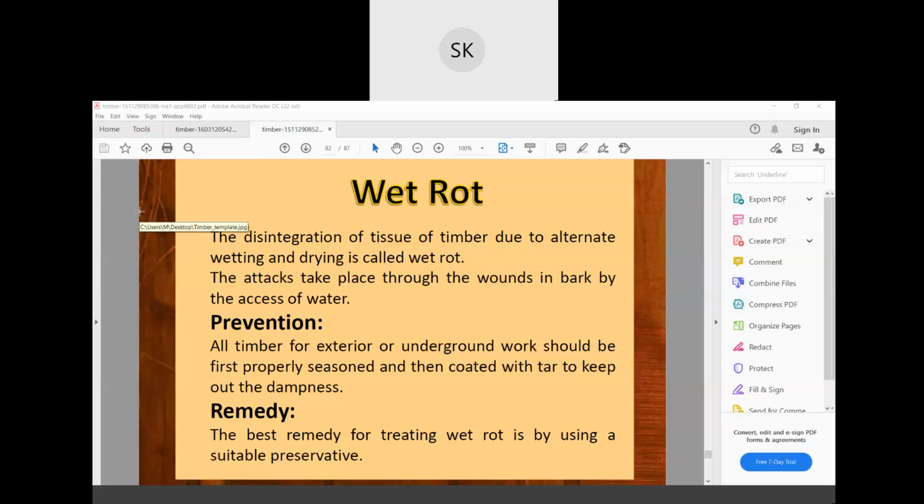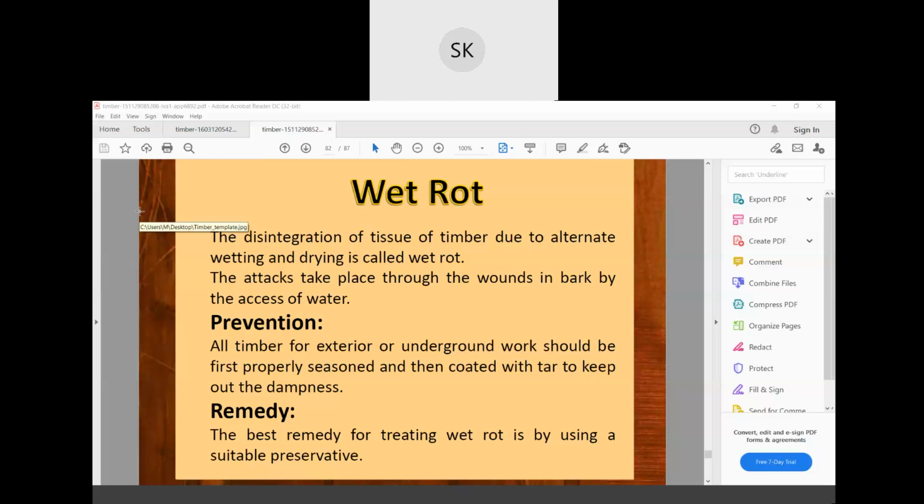All timbers for exterior or underground work should be first properly seasoned and then coated with tar to keep out the dampness. So if you cover it with some paint or tar, it won't be affected. Just like with corrosion, so that our steel doesn't get corroded, we paint it, right. So timber also needs a coating. If you do a coating, then the water won't come to its surface. It's just like giving a raincoat to the timber.